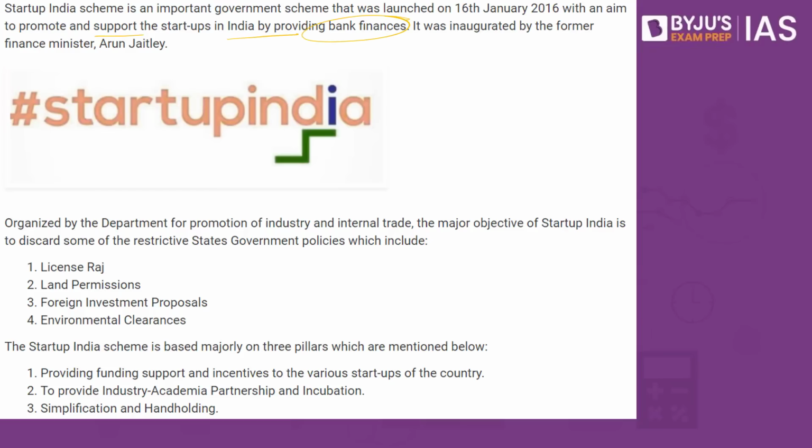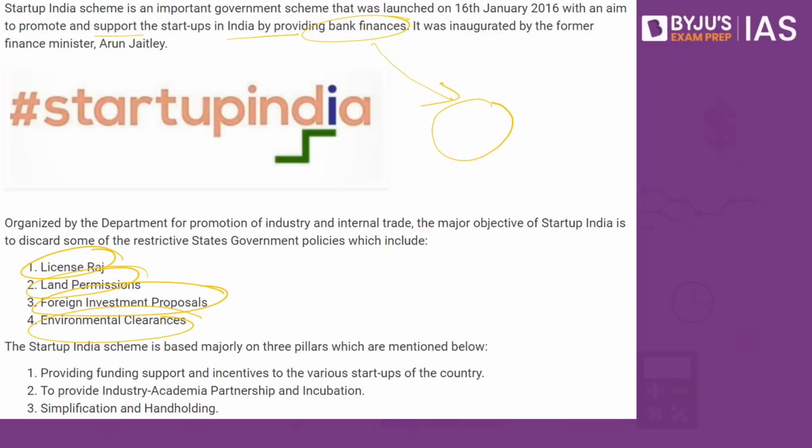So what exactly happened? We did have the startup ecosystem earlier, but more impetus was given to it, where finances were provided, and all the mechanisms that were acting as impediments to the starting of startups were ultimately eliminated by the government of India. For example, the license raj, land permissions, foreign investment proposals, and environment clearances used to take a lot of time for these clearances.